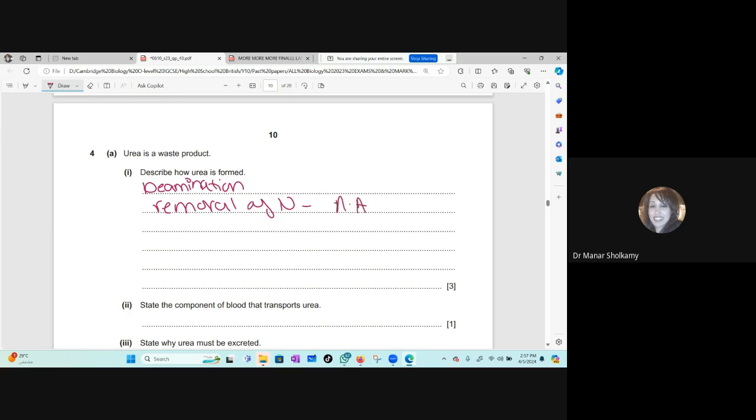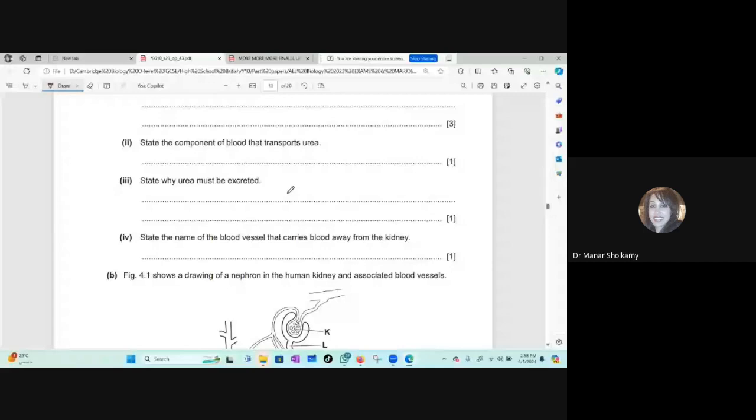Can you tell me where does this take place? In the liver. Correct. I beg you, please write all the information. After you finish the question, after you finish writing your answers, squeeze your mind and ask yourself, what else do I know? Write it. You will not lose anything.